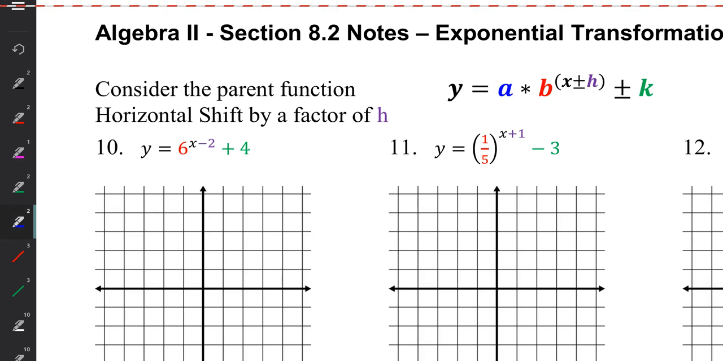First of all, number 10. Emma or Nick, growth or decay? Look at that number there. Growth or decay? Basic growth. So draw your growth. The minus 2, which way does that shift it? Okay, it shifts it left 2. So the minus 2 is a left 2. So take our main point and go left 2.